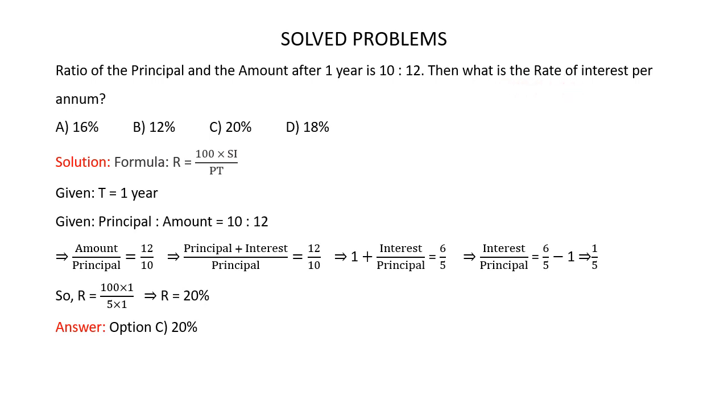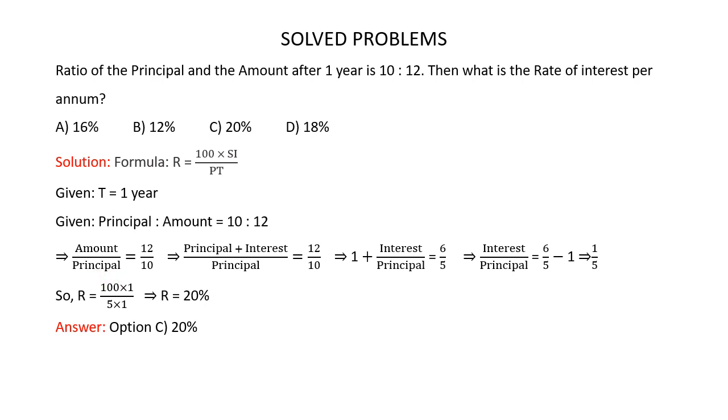We can find the rate of interest using the formula R is equal to 100 multiplied by SI divided by PT. Now it's given that T is equal to 1 year, but we do not know what is the SI and what is the principal. Now it's given that principal is to amount is equal to 10 is to 12. Now as you can see in this formula here, principal is in the denominator. So let's rewrite this as amount divided by principal is equal to 12 divided by 10. So here also you can see that principal is in the denominator.